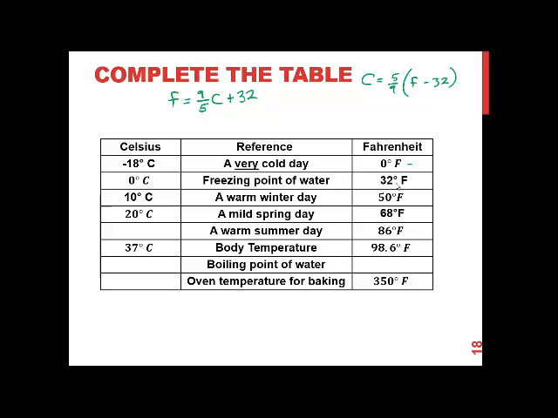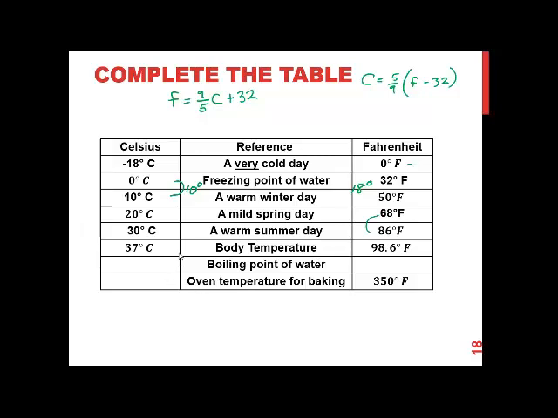Now I'm starting to notice a pattern here, and that is that an increase of 10 degrees Celsius is about the same as an increase of 18 degrees Fahrenheit. So, a mild spring day is 68, a warm summer day would be 86. Again, we've jumped 18 degrees here, so this must be 30 degrees Celsius.